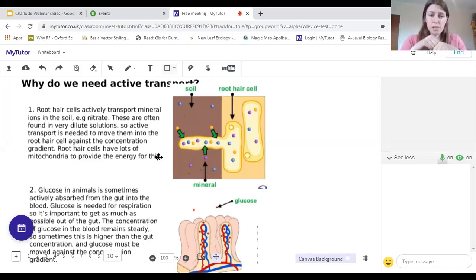Root hair cells have lots of mitochondria to provide the energy for this. So here you've got the soil, we've got lots of the minerals and things inside the root hair cell, all being transported up to the plant slowly. But there's even less of those minerals in the soil. Soil is big, there's soil everywhere, and so there's lots of other particles in amongst the soil apart from the minerals that the plant needs, which means that it's very dilute if you think about it as a solution.